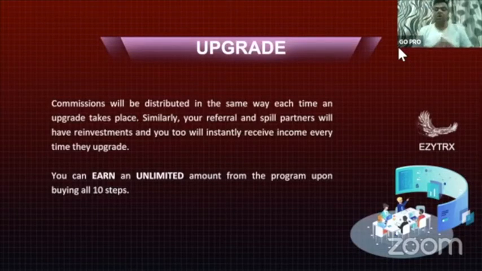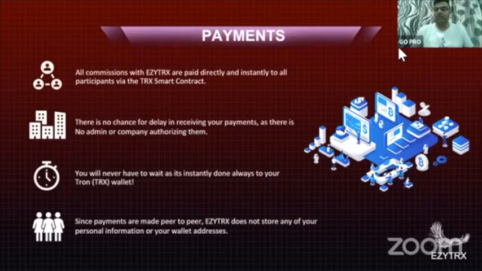So this is the only program I've seen where we are building like this, and the system is pushing people to go like this, where they go sideways from 1,000 to 1,000,000 Tron. So I think this is phenomenal. The plan is fantastic. The payments, as we mentioned earlier, are instant. So everything is going real time with no delays. If you're due a commission, you get it paid instantly.